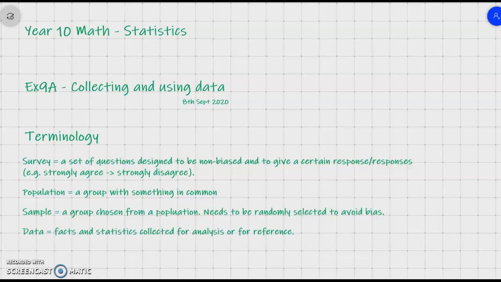And finally, what you collect from doing your survey on your population or your sample of a population is data. So it's a bunch of facts or statistics collected for analysis or for reference. So, for example, at the moment, Premier Andrews and his people who help him out are referring to a lot of statistics that they've been collecting about a population in reference to COVID and who's getting tested and how many are sick and all that sort of stuff to help them make decisions to keep us in lockdown.